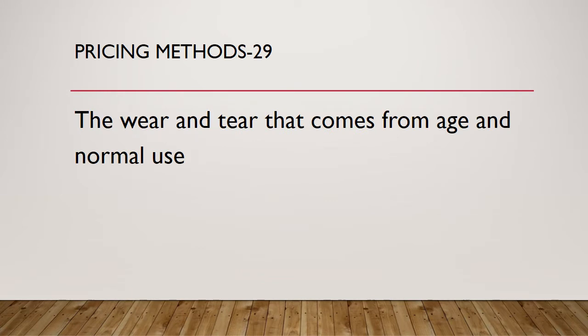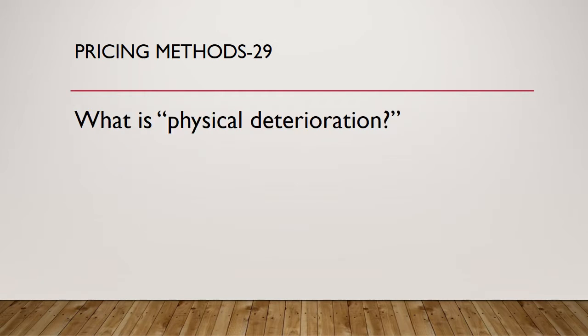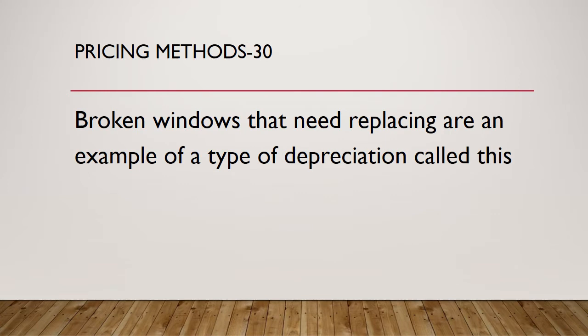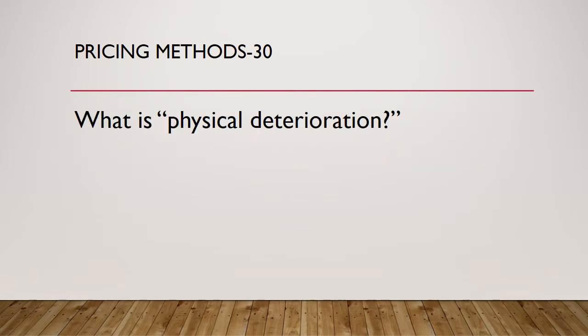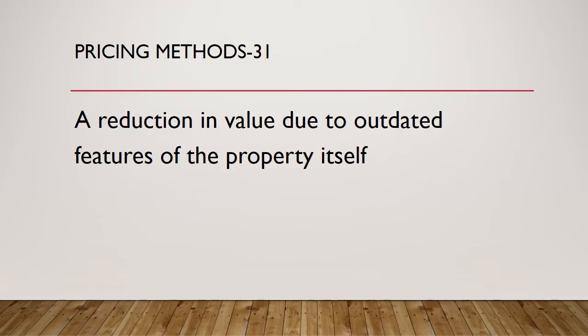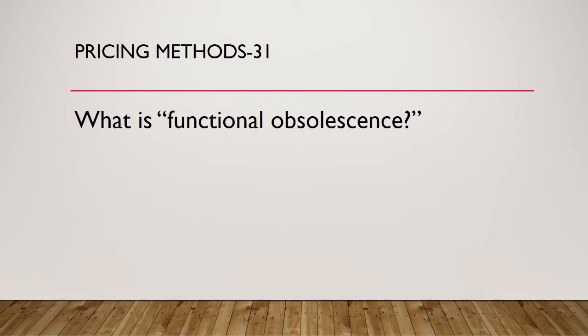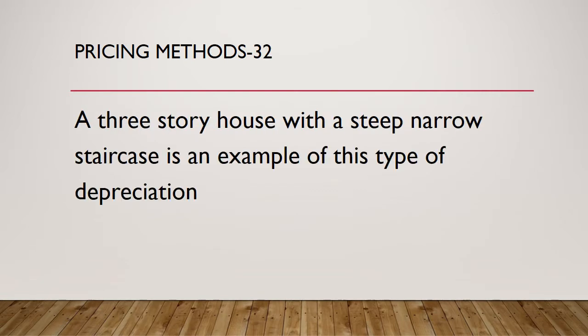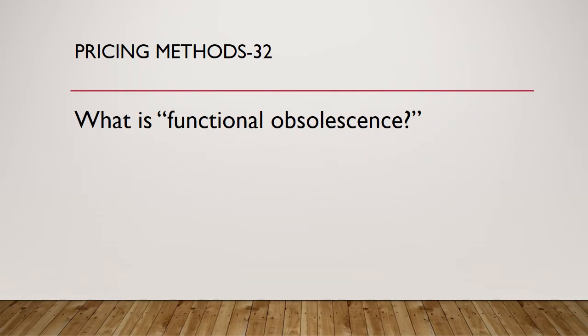Question 29. The wear and tear that comes from age and normal use. What is physical deterioration? Question 30. Broken windows that need replacing are an example of a type of depreciation called this. What is physical deterioration? Question 31. A reduction in value due to outdated features of the property itself. What is functional obsolescence? Question 32. A three-story house with a steep, narrow staircase is an example of this type of depreciation. What is functional obsolescence?